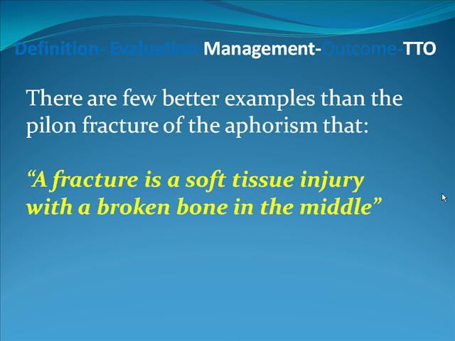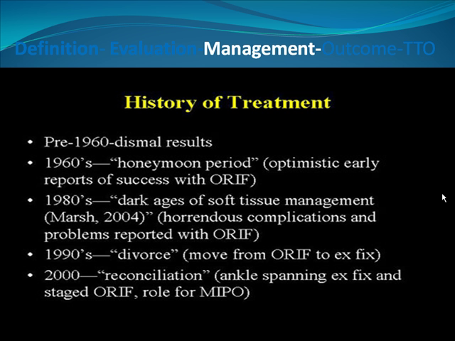Probably there are very few better examples than Pilon fracture of the aphorism that a fracture is a soft tissue injury with a broken bone in the middle. Historically the treatment started around the 1960s, when there was a lot of open reduction and fixation using the AO principle. However, it was realized later that the soft tissue management was poor, and there were horrendous complications, and people got off the open reduction and fixation, and they moved into external fixator.